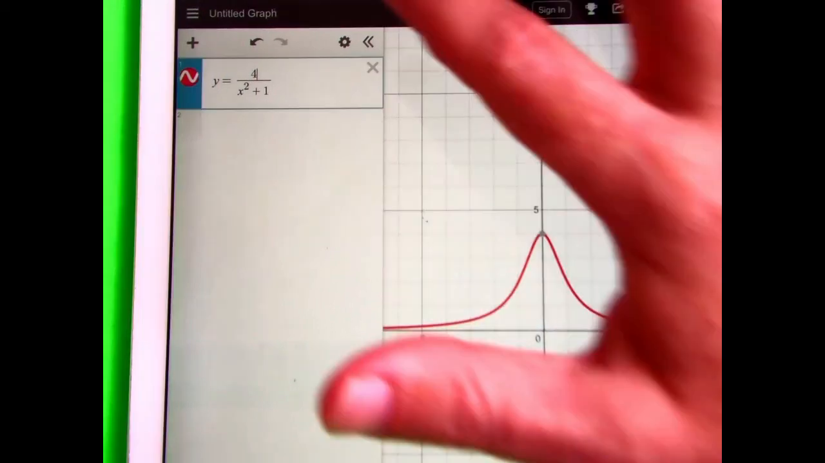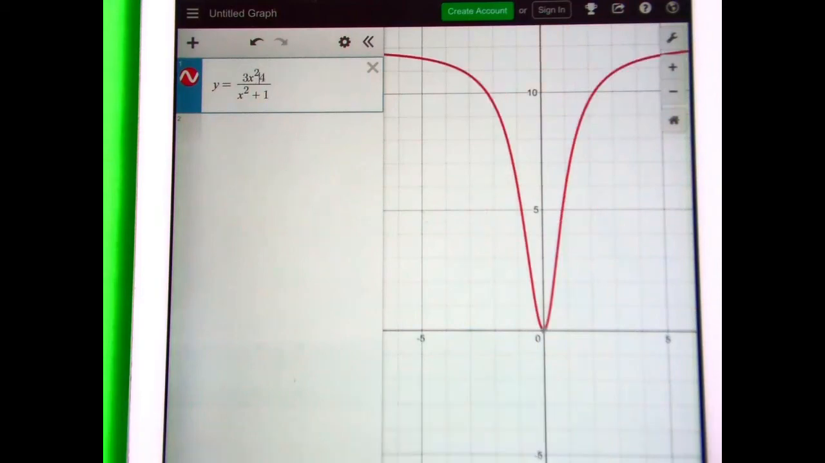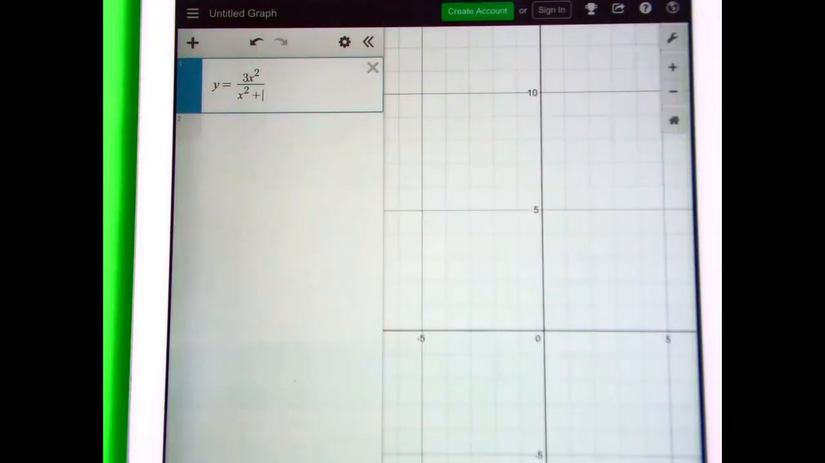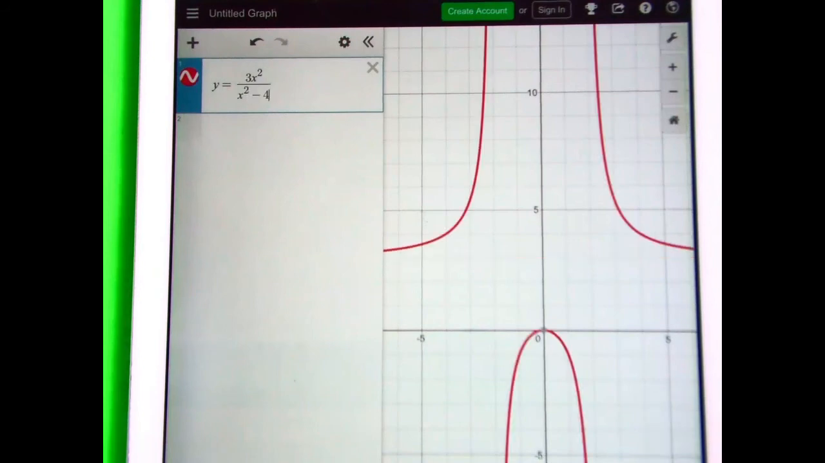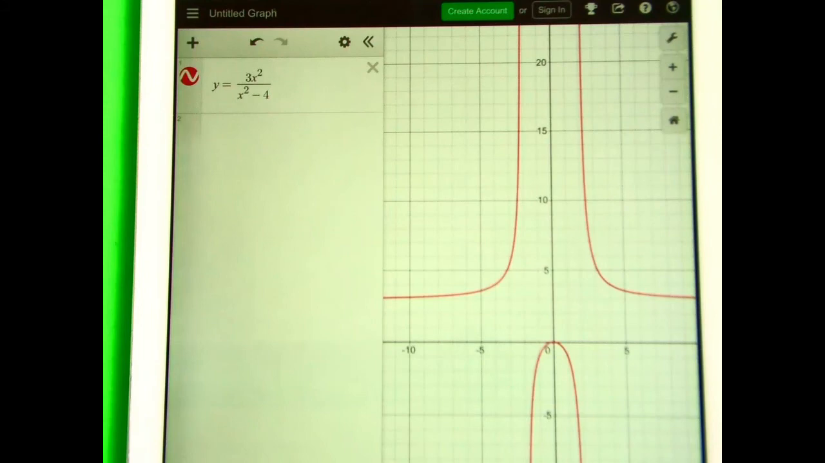The next graph we did together was 3x squared over x squared minus 4. When I type that into my iPad, we'll see the exact graph that we drew on paper. And also when you do your graphs on Desmos or your calculator, let's draw in the asymptotes too, to really see what the asymptotes are doing. So after you've input your original equation, put in the equations for those asymptotes.